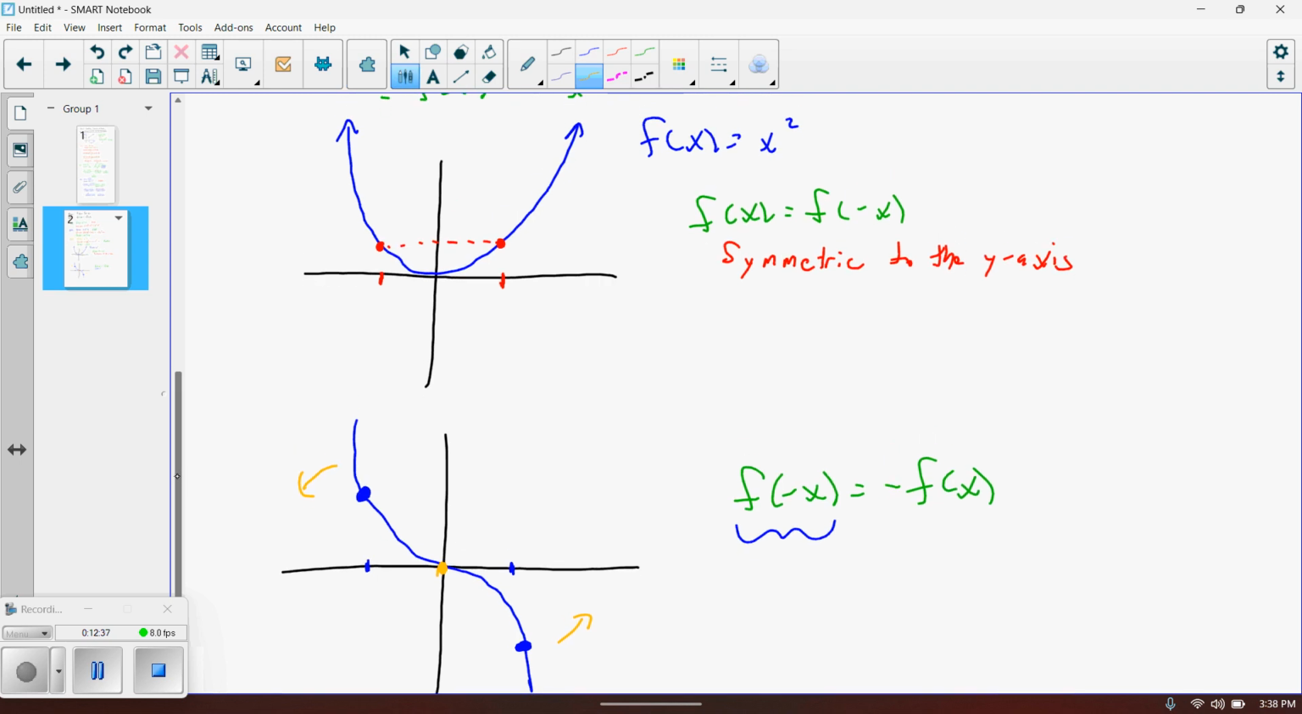And I did not specifically write a function for this, but that would be like the second one that we did where it ended up being odd. So for something to be odd, it will be symmetric to the origin. And then obviously, if it doesn't fit either one of those categories, it's neither even nor odd. All right, so symmetry to the y-axis is even, symmetry to the origin is odd.